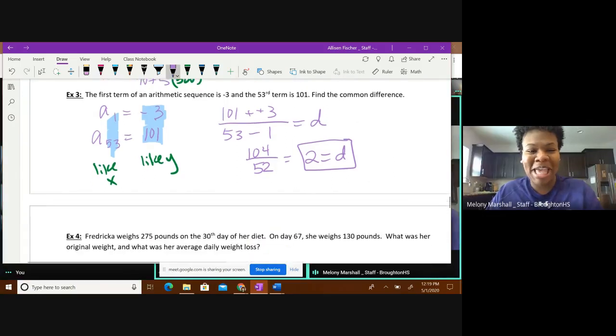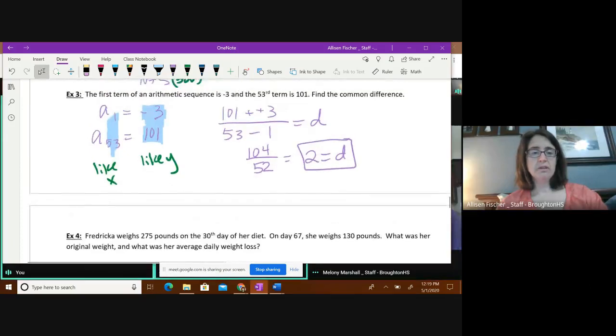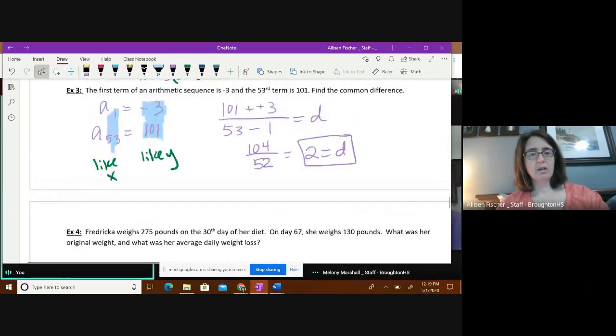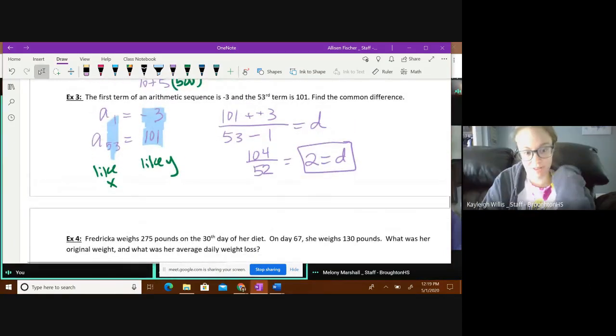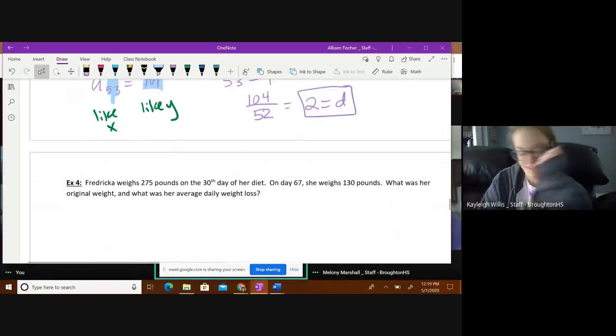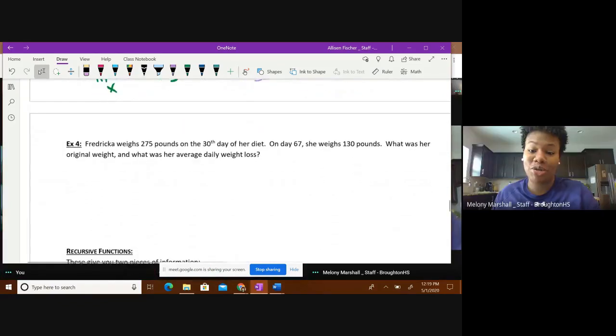Learn something new every day. Yeah, one of my students taught me that. And it's a lot quicker than doing any other method. Students are smart. So smart.